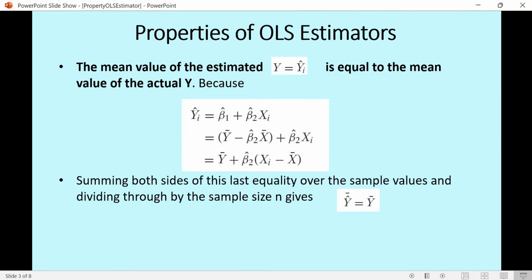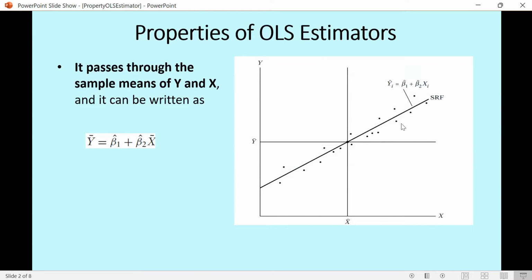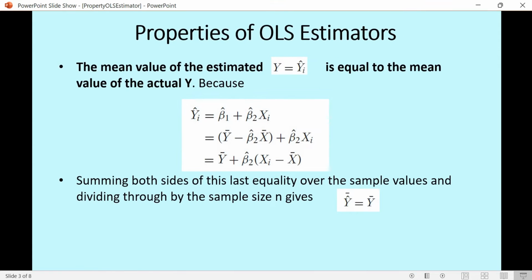The next property is that the mean value of the estimated y is equal to the mean value of the actual y. If we look back, on this line, each y value is the estimated y value, so we can write it as y hat. So this is y hat, corresponding to each xi value, right? So this is the estimated y value.